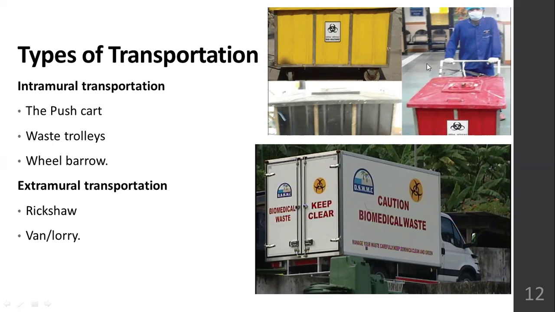Then we have extramural transportation. Transportation of waste outside the hospital is called extramural transportation. Rickshaw, van, lorry, okay, these are used. If the wastes are untreated, first the untreated waste must be transported only in such vehicles which are authorized by the competent authority for this particular purpose. You can't dump untreated waste in any vehicle. Okay, there is a specific vehicle. It is built or structured in such a way that it is capable of carrying untreated hospital waste.